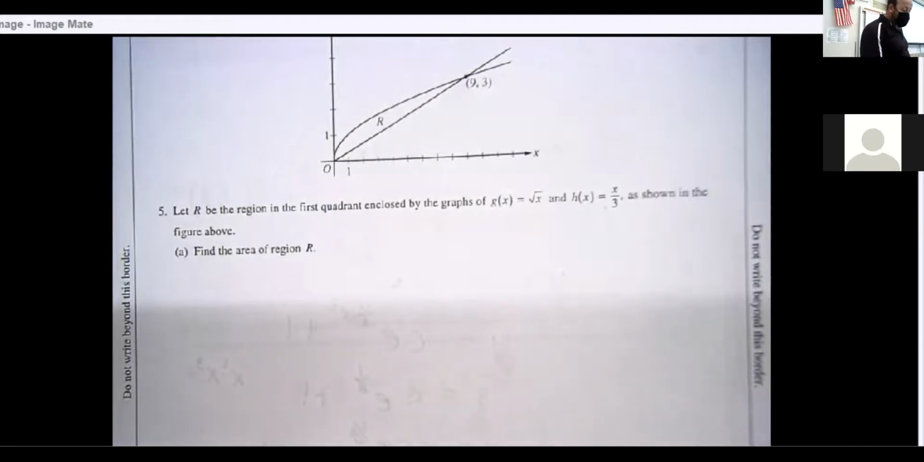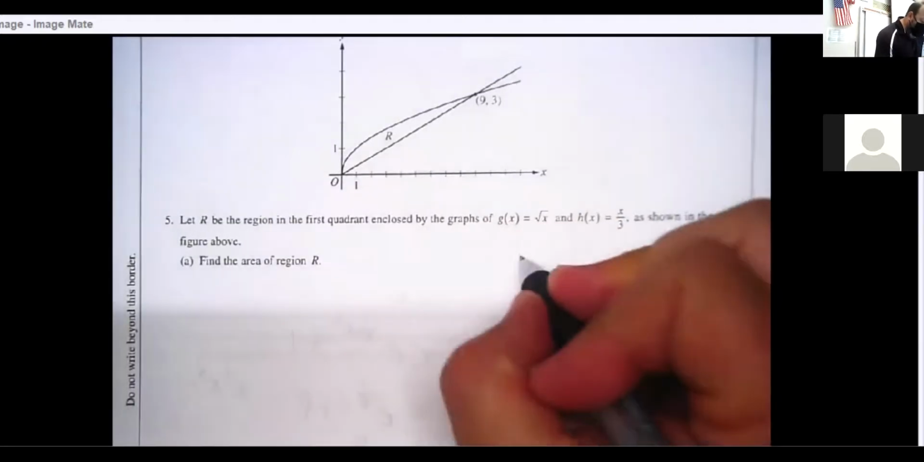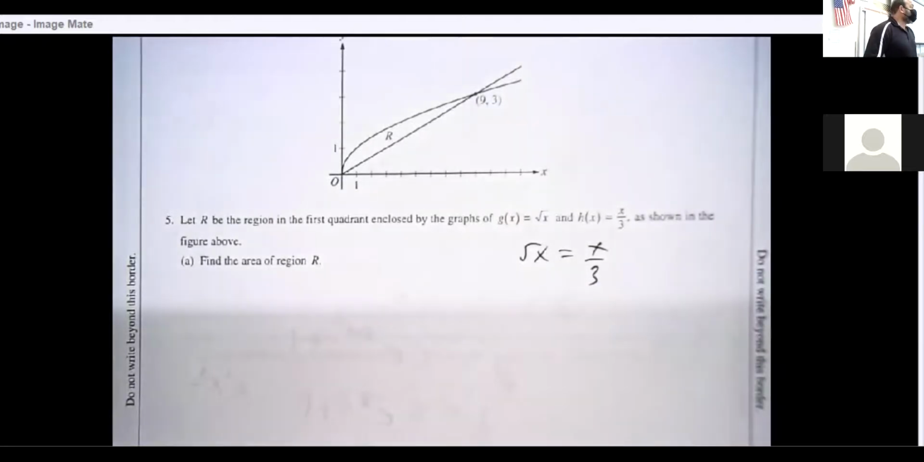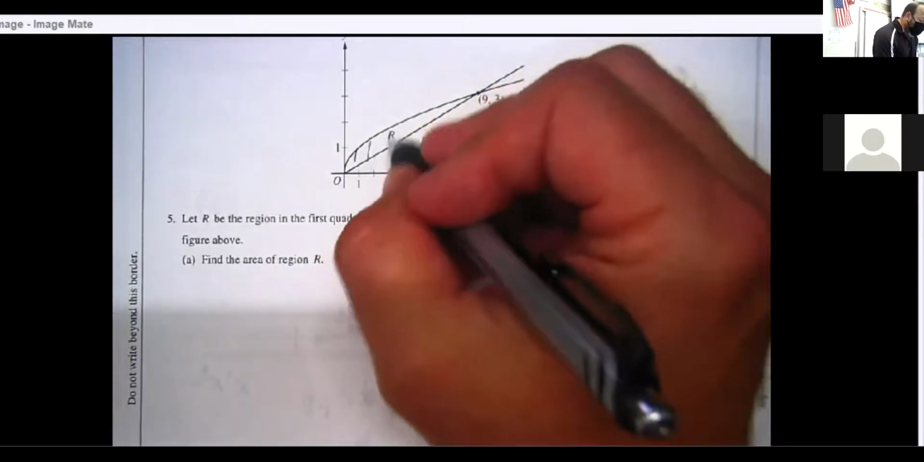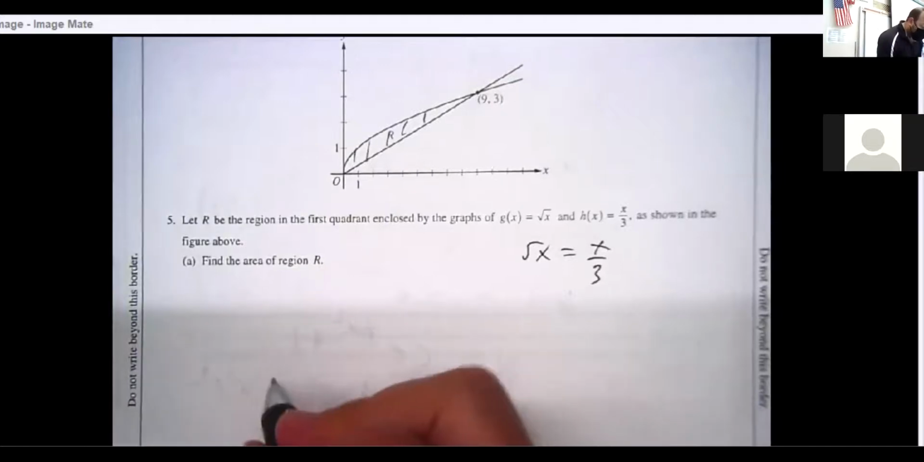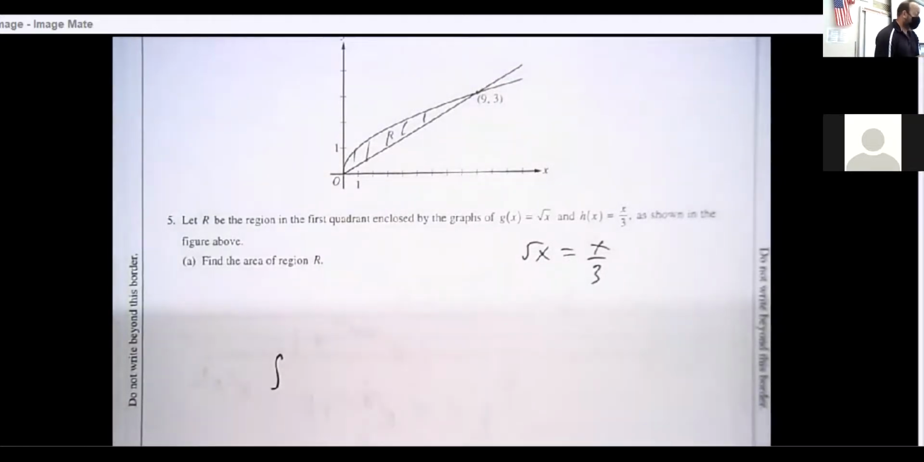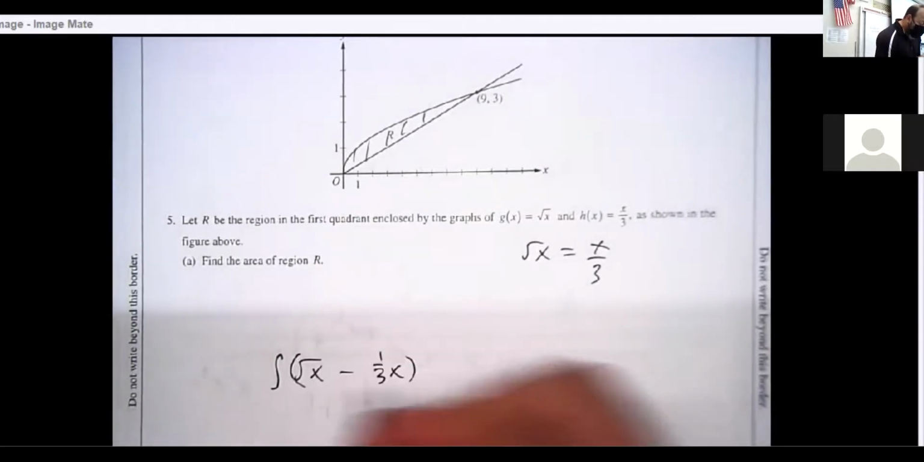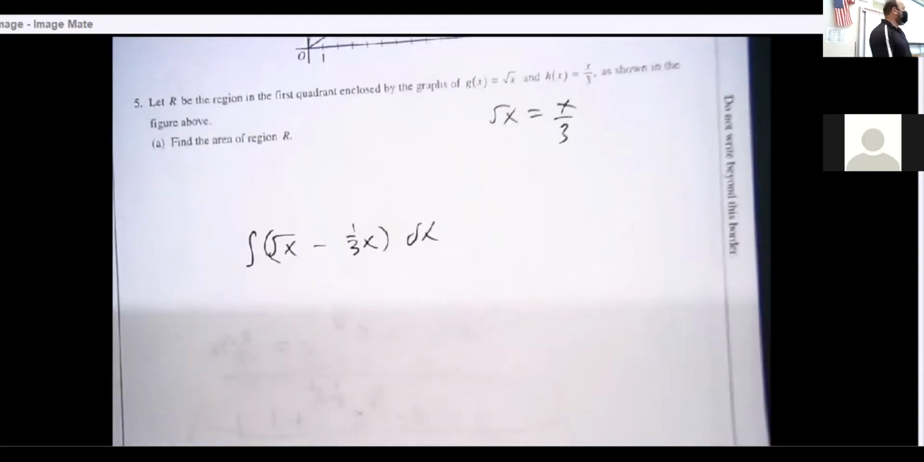So let's give them something extra, because could we have taken this? Could we have solved that? Could we square both sides and just do a little quick math and come up with 0 and 9? But they saved you a little bit of time. So how do we find the area in here? So how do we set that up? Top minus bottom. Who is top? Root x minus bottom, which is x over 3, dx, and where do we want to execute that from and to?